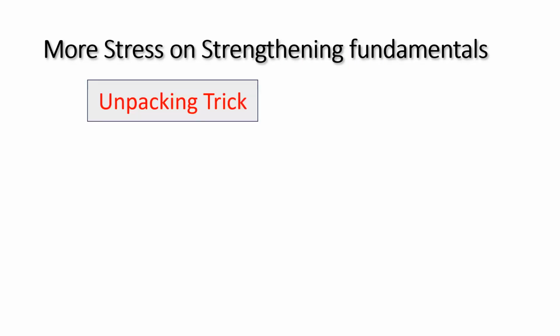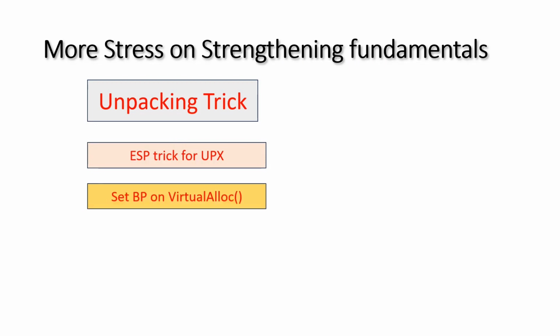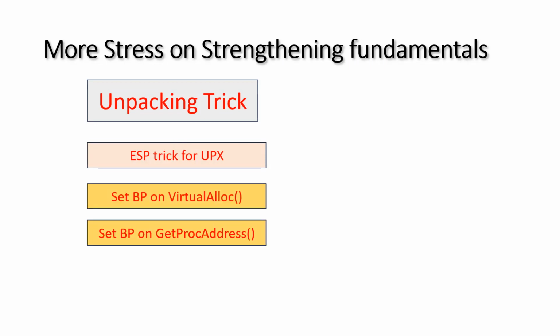A lot of stress has been put on strengthening the fundamentals. Usually when people talk about unpacking, they talk about a lot of tricks. You might have heard of the ESP trick used for unpacking UPX, and other tricks include setting breakpoints on APIs like VirtualAlloc and GetProcAddress. But these tricks fail when it comes to a lot of complex malware, because complex malware employ a lot of stuff. That's why a lot of stress has been put on the fundamentals rather than just the tricks.